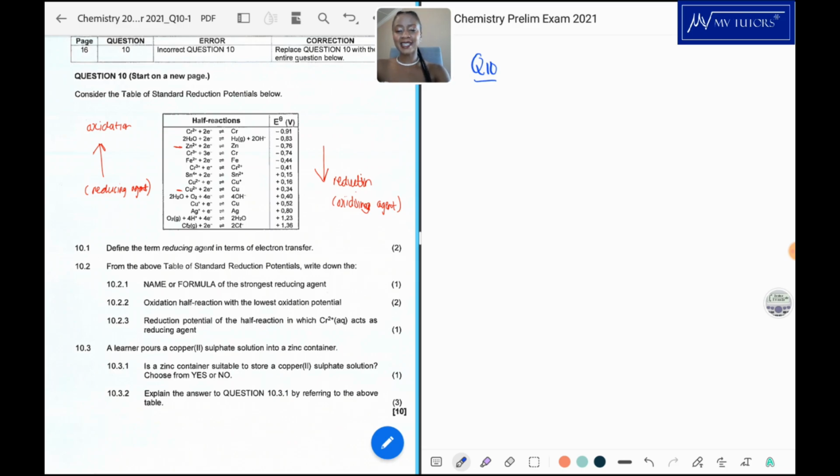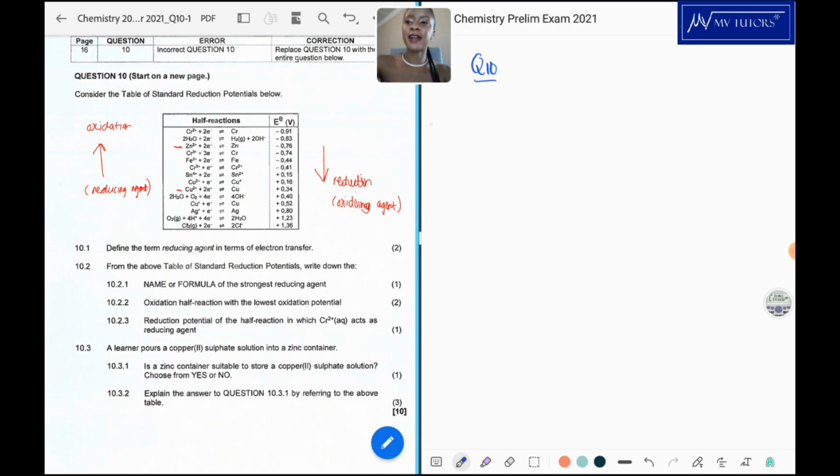Okay, but since we just did question 9, if you watched the video for question 9, you would know which way goes where. All right, so now the first question: they say define the term reducing agent in terms of electron transfer.